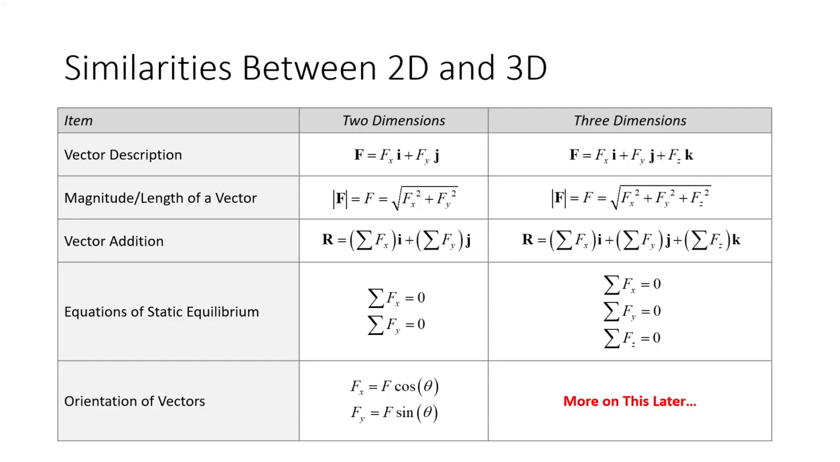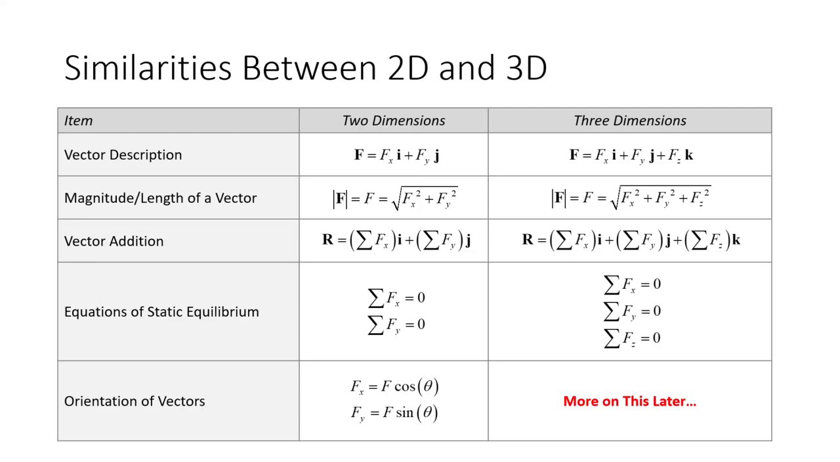All right. What about vector addition? Well, we have all the x components times i plus the y components times j. Just another term, just the z components times k. It's just more. Okay. What about the equations of static equilibrium? Well, we have 2 equations of static equilibrium in 2D, 3 in 3D.